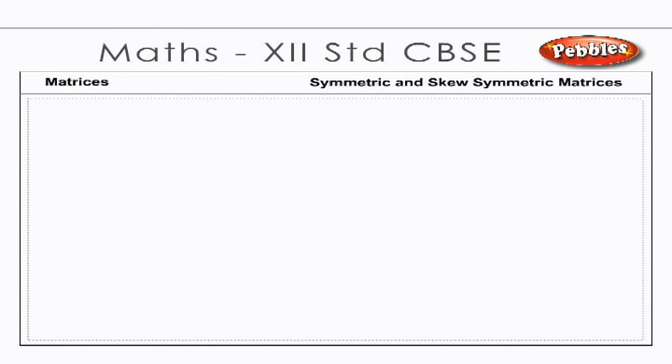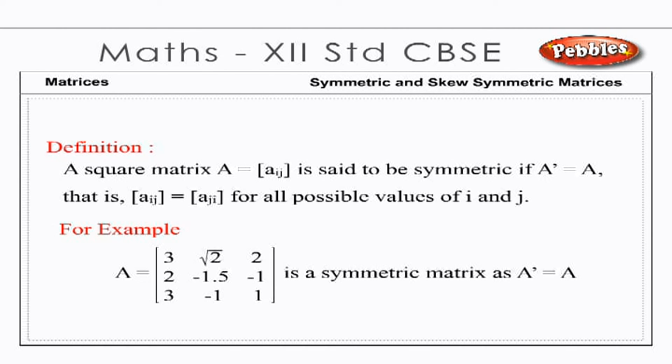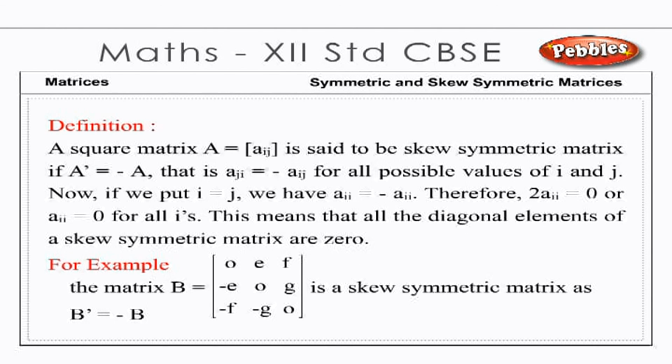Symmetric and skew symmetric matrices. Definition: a square matrix A equal to [aij] is said to be symmetric if A' is equal to A, that is, aij is equal to aji for all possible values of i and j. Definition: a square matrix A equal to [aij] is said to be skew symmetric if A' is equal to minus A, that is, aji is equal to minus aij for all possible values of i and j.